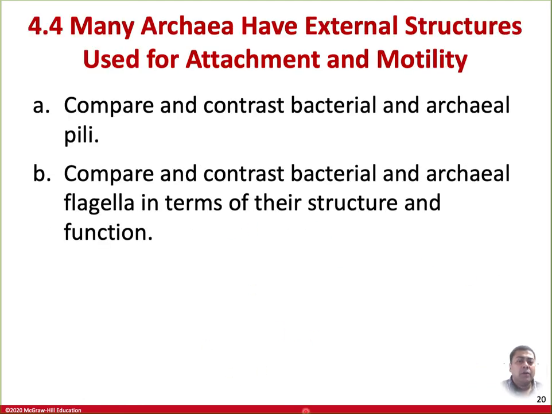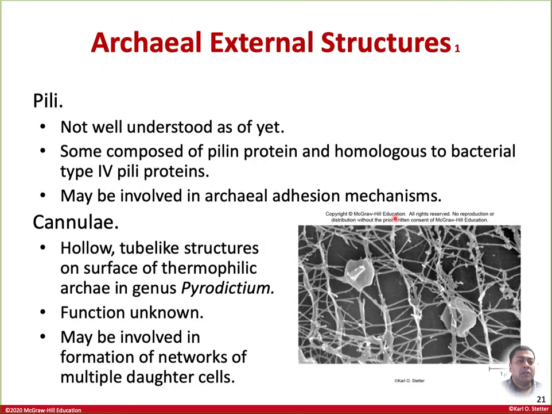So also we can take a look at the external structures. First of all are pili, which are not well understood as of yet. Some are composed of pilin protein homologous to bacterial type 4 pili proteins. Type 4 pili are essentially pili on the outside of the cell surface. These are called type 4 pili, or T4P. So they may be involved in adhesion mechanisms.